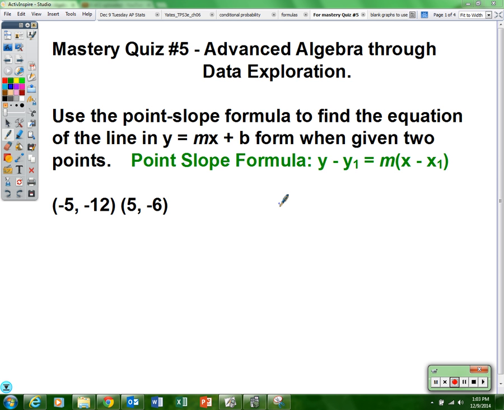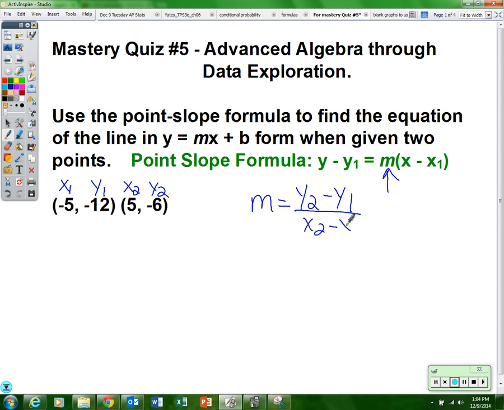The first thing you may want to do is label your two ordered pairs. So this would be x1, this would be y1, this one is x2, and this one is y2. First thing we need to do is find our slope. Now you have to have the slope formula memorized. Remember, the slope formula is m equals y2 minus y1 over x2 minus x1.